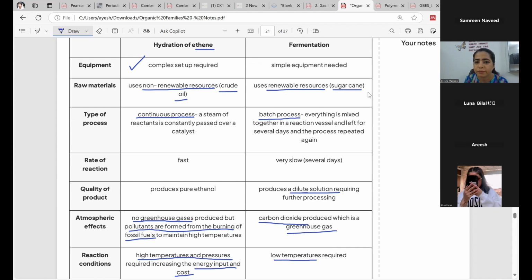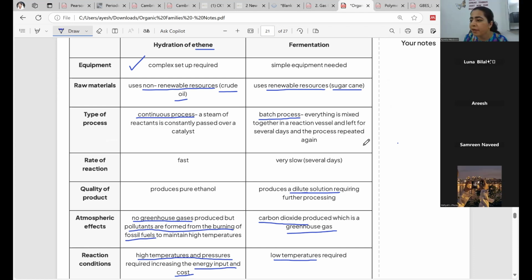Miss, for the batch process, how many batches do we need? It depends how much ethanol you want at the end. Every batch is going to give you 15% concentration of ethanol. As much ethanol as you want, or as many reactants as you have at the start, you can keep going with the batches. So the number of batches will depend on how much reactant you have or how much product you want at the end.